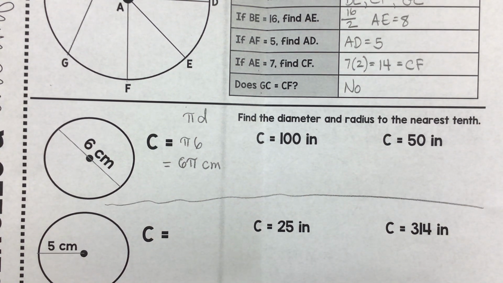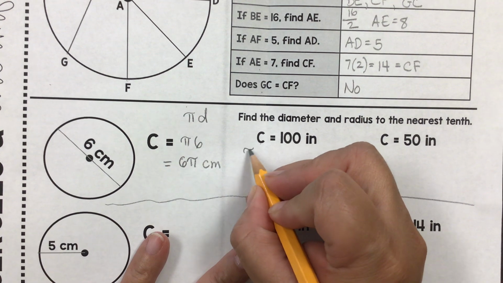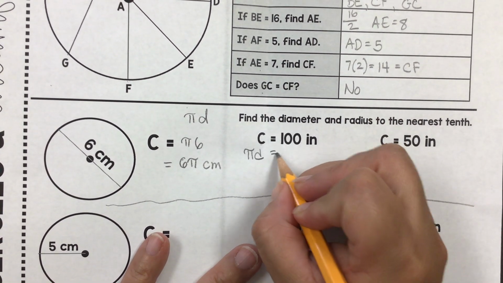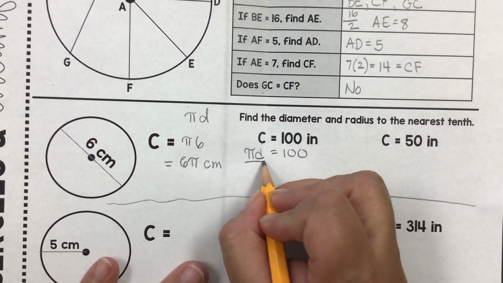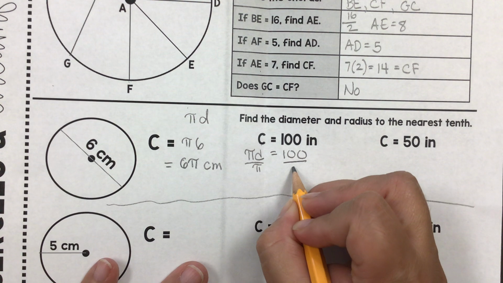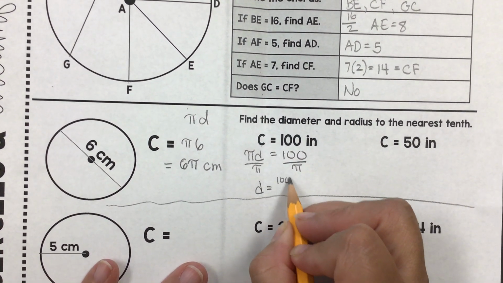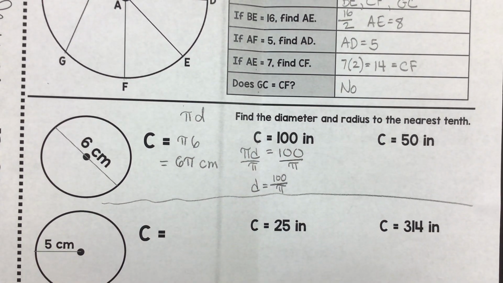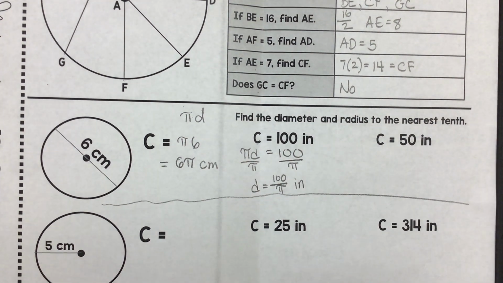How about if they give you the circumference? Well, remember, circumference is just pi d, or pi times the diameter, and that's supposed to equal 100. To solve for d, we're going to divide by pi. On your homework assignment, I would like for you to leave your answer as 100 divided by pi. I don't need that decimal approximation, but I do need the units of measure, and it's in inches.